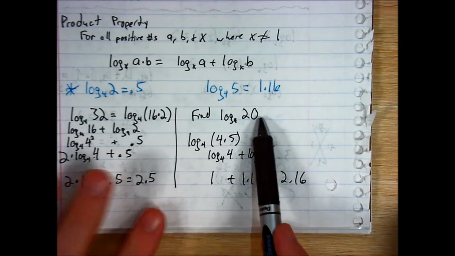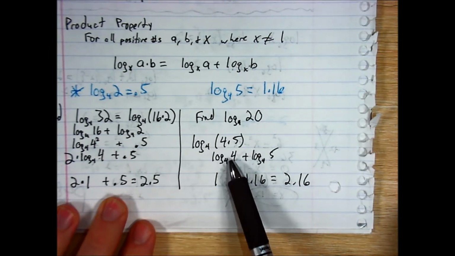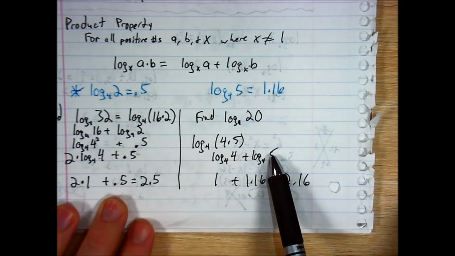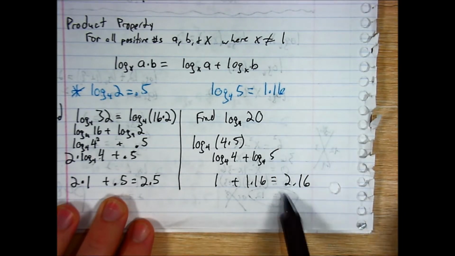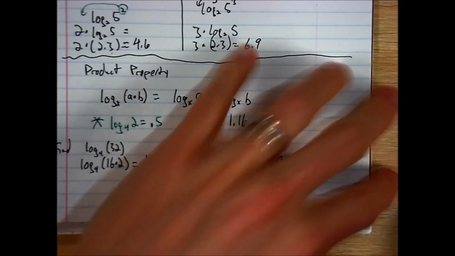So we should have split this up into 4 times 5. We'll separate them out. Log base 4 of 4 is 1. Log base 4 of 5 we had up here is 1.16. And we'll get 2.16. Almost done.